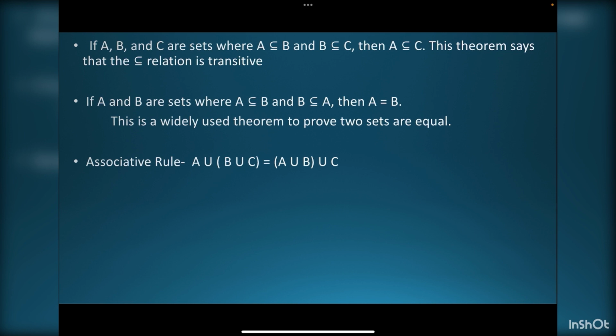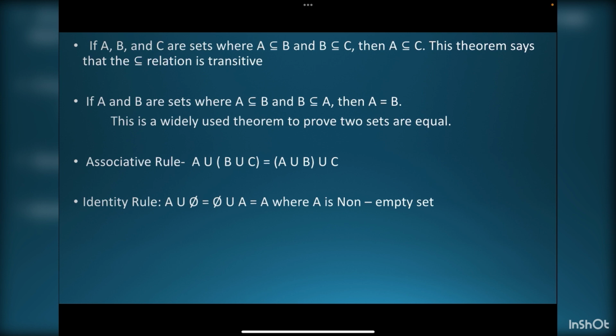Now, the next rule is the associative rule. What is the rule? A union (B union C) has to be equal to (A union B) union C.